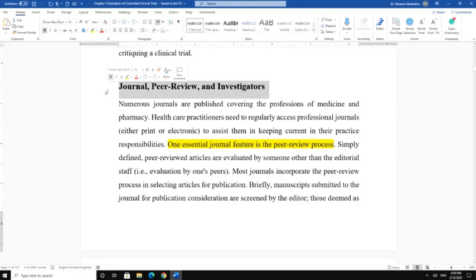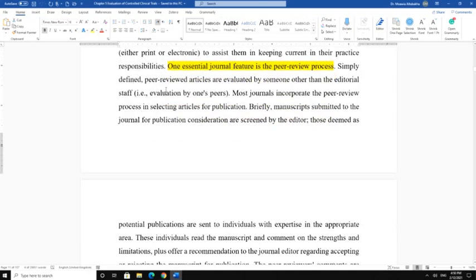Okay, one important thing to start with. Now we are starting to critique, to criticize or to evaluate and assess a controlled clinical trial. First of all, look at the journal. Is this journal famous? Is it strong? Does it include peer review process? What about the investigators who are doing the work? So look at them. One essential feature of a journal is whether it has peer review process or not.